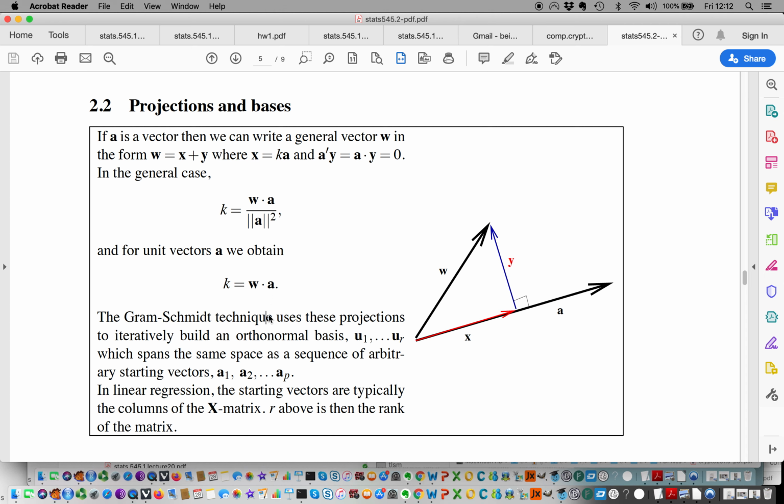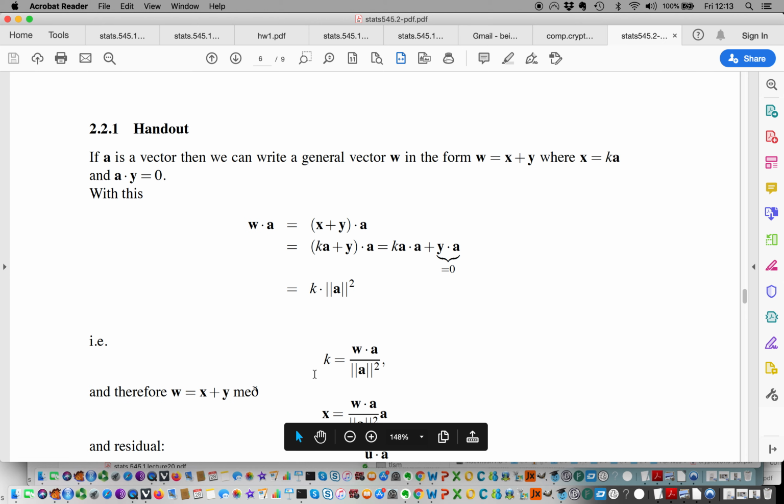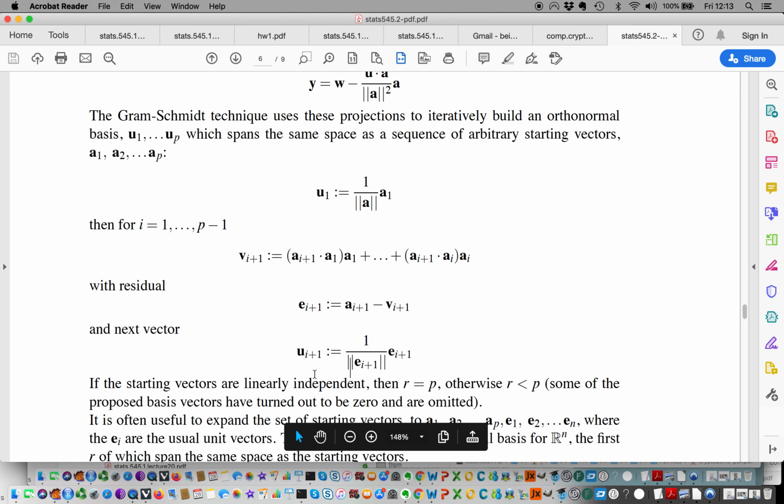And this technique is used in the Gram Schmidt process to build a sequence of orthonormal vectors, unit vectors, which are all orthogonal to each other, and that span the same space as a starting collection. So let's take a look at how this is done. We started with an A1. Let U1 span the same space as A1 simply by taking A1 and dividing by the norm, the length. Then U1 has length 1, and it spans exactly the same space as A1.